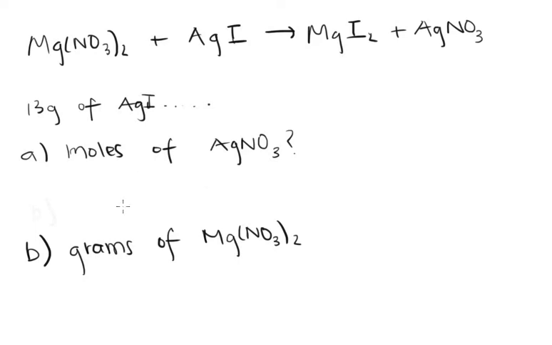Alright, so we have 13 grams of silver iodide, 13 grams AgI. Sorry for the bad handwriting, guys. So we find molar mass. I'm just going to go ahead and look that up really quickly. Silver iodide, molar mass.